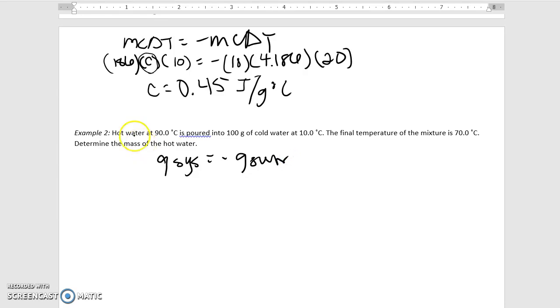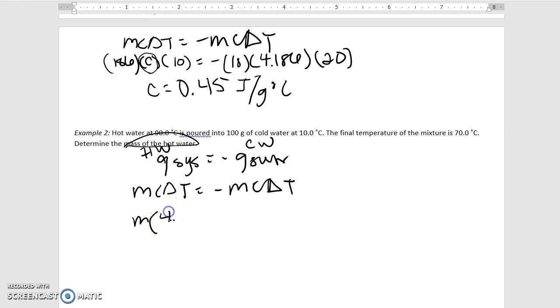Pick one side so that you know what's going where. So I'm just going to put my hot water on the left side. Everything on the right is cold water. So hot water on the left, cold water on the right, just so I keep things straight. So I've got MC delta T equals negative MC delta T on this side. I need the mass of my hot water, which I don't have. That's actually what I'm solving for. So I'm going to leave M here.